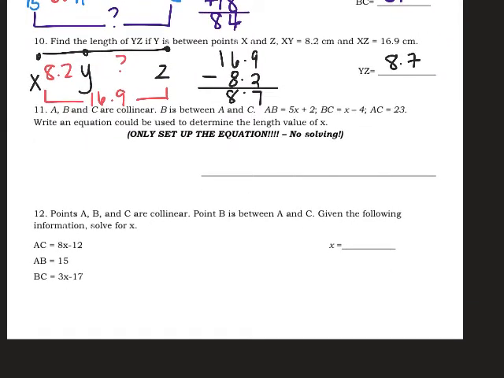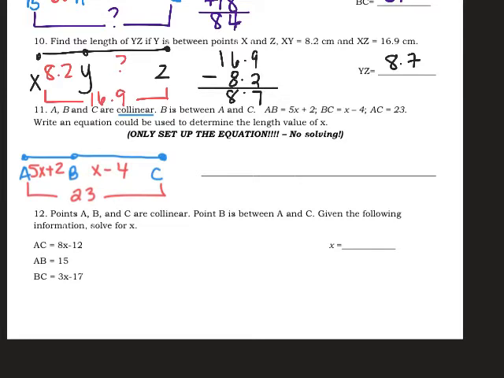All right. The next one, no solving. See that? They put it in capital and in bold. Only set up the equation, no solving. So I'm only asking you to set up the equation. So it says A, B, and C are collinear. What does collinear mean? On the same line. Good. So here's A, here's B, and here's C. And it says B is between A and C. A and B is 5x plus 2, and B to C is x minus 4. A to C is 23. So, and again, it's just the equation. Write an equation that could be used to determine the length of x.